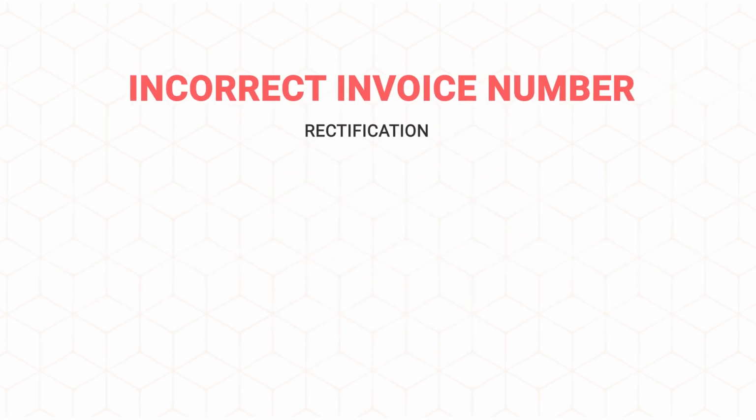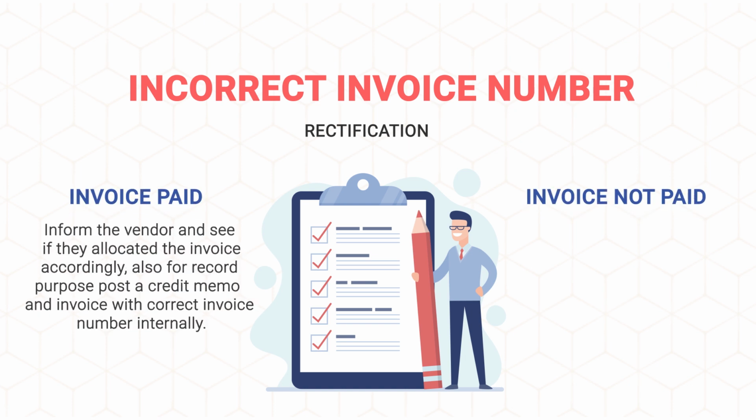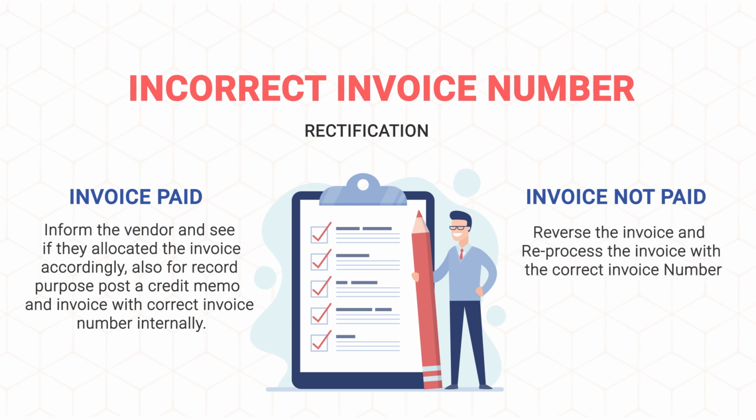Incorrect invoice number. Rectification. Invoice paid. Invoice not paid. Inform the vendor and see if they allocated the invoice accordingly. Also, for record purpose, post a credit memo and invoice with correct invoice number internally. Reverse the invoice and reprocess the invoice with the correct invoice number.